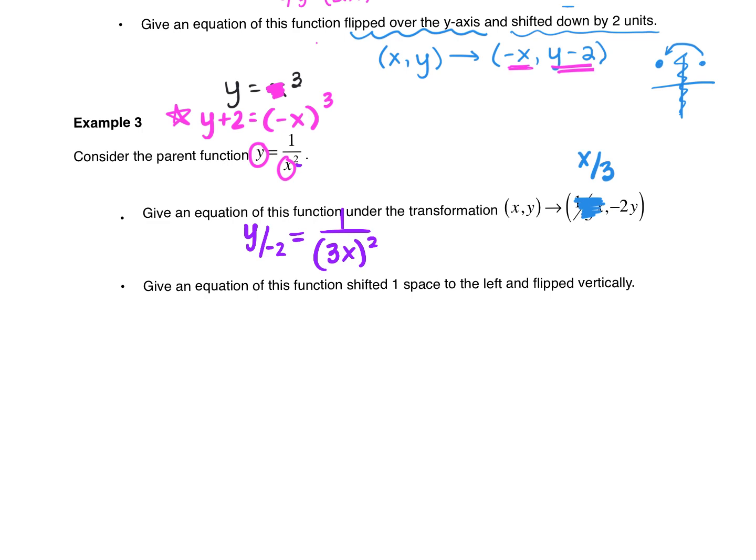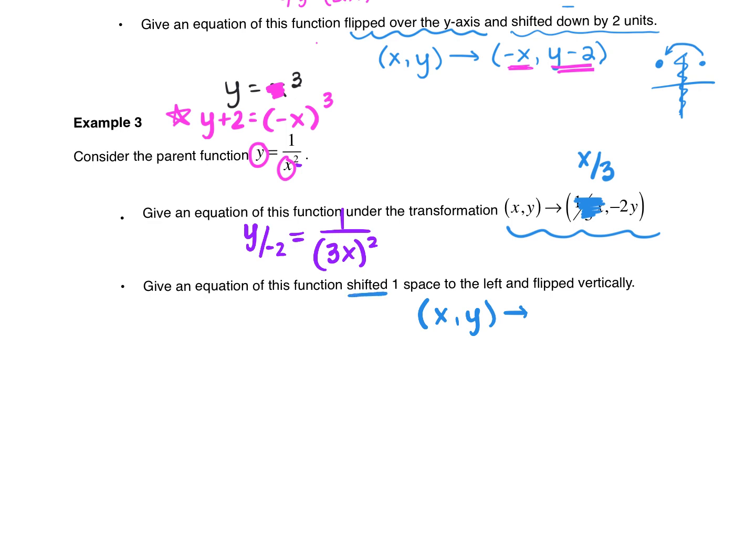And the last one, the equation of this function shifted 1 to the left and flipped vertically. So again, the first thing I'm going to do is make my rule. I'm going to figure out what does this mean is happening. I really need this in this format before I can start doing one of these problems. So I'm going to say xy is changing to, let's see, 1 space to the left.